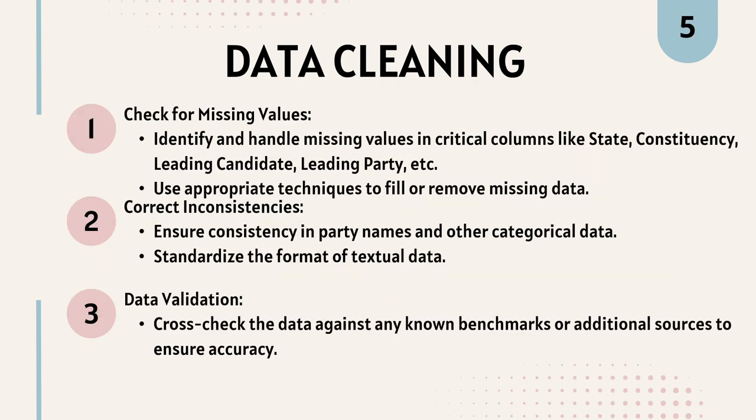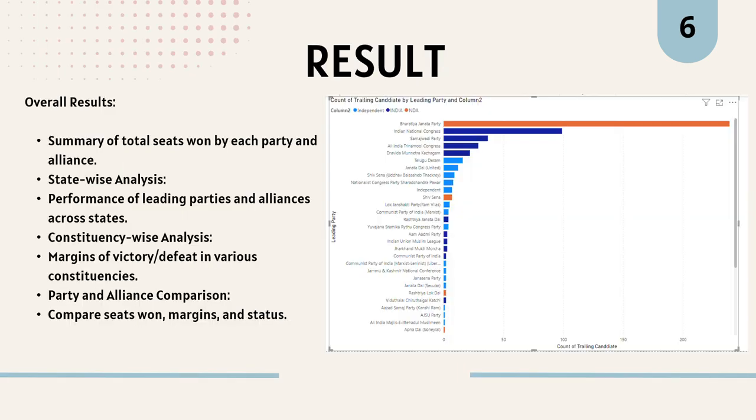And the second one is data cleaning. As you all know, this is a real-time data set and it may have missing values or null values. So we are going to first identify missing values in critical columns like state, constituency, leading candidate and all. The second thing is to correct inconsistencies to ensure consistency in party names and other categorical data. And next is validation, cross-checking the data against any known benchmarks. Okay, so after all this pre-processing is done, here are the results.